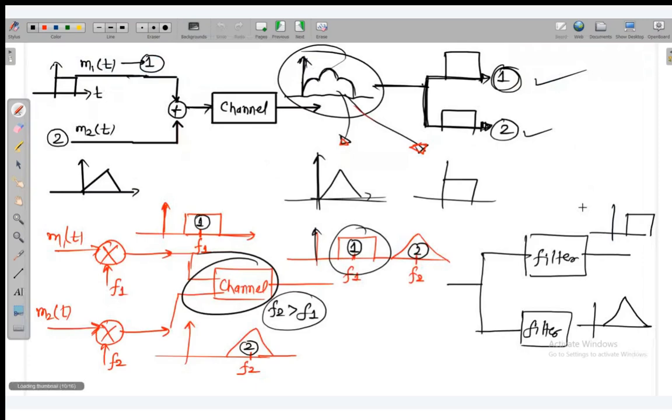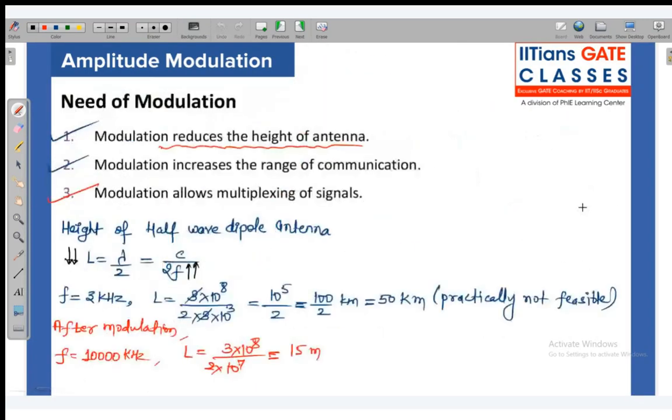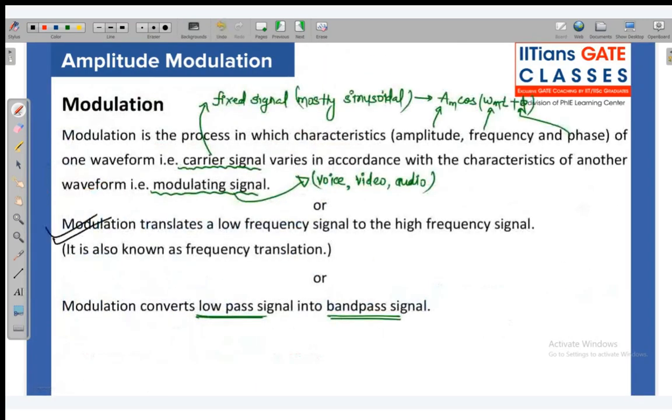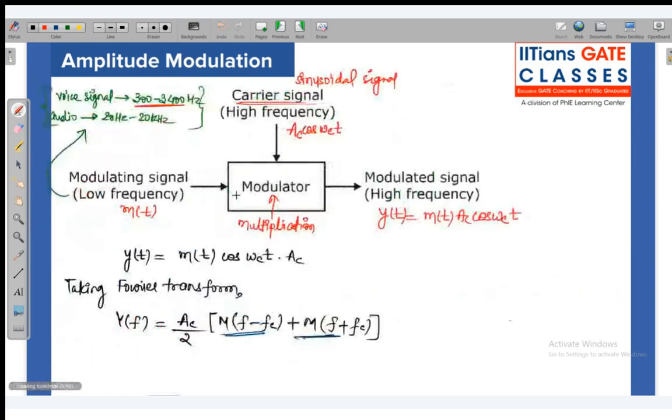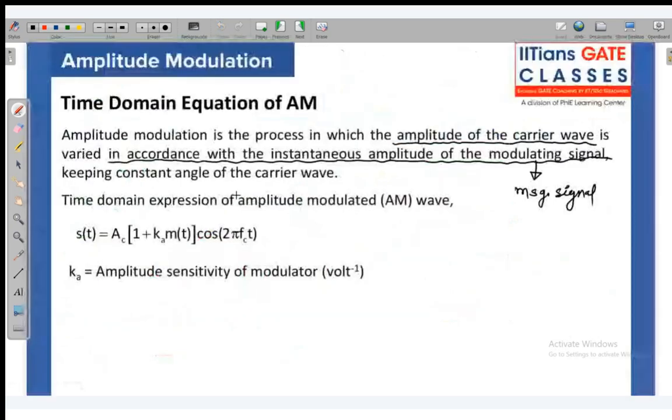Now, one more definition that we have seen, this definition we have understood by the graphical method. There were three parameters: amplitude, frequency, and phase. Now I am changing the amplitude of the carrier according to the message signal. Then it is called amplitude modulation.